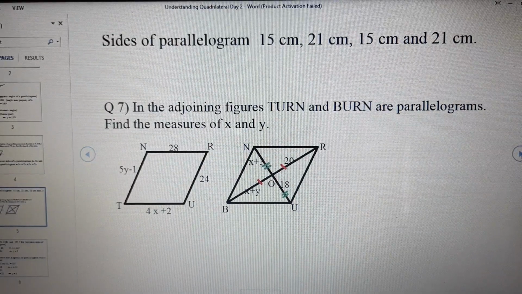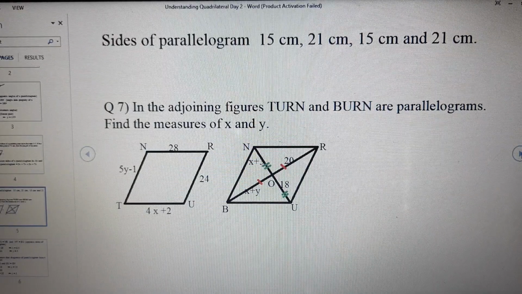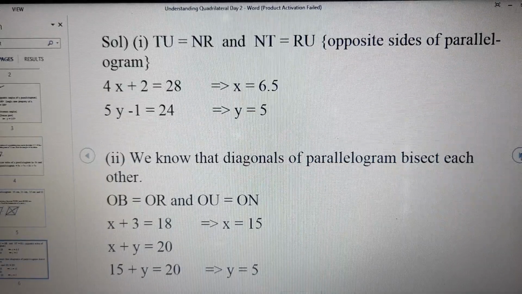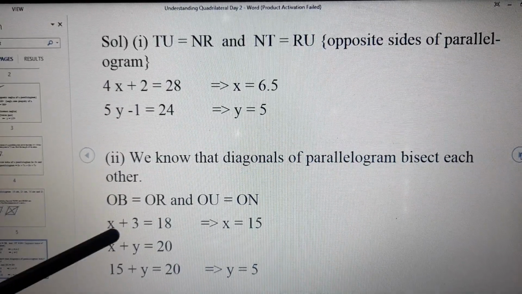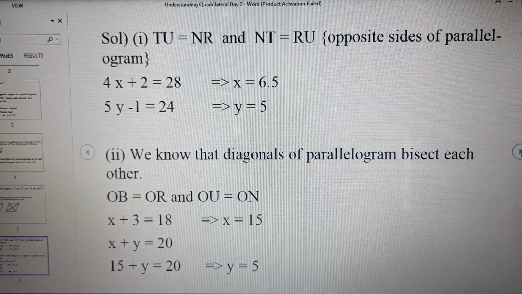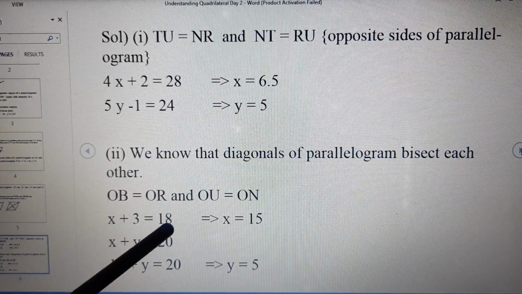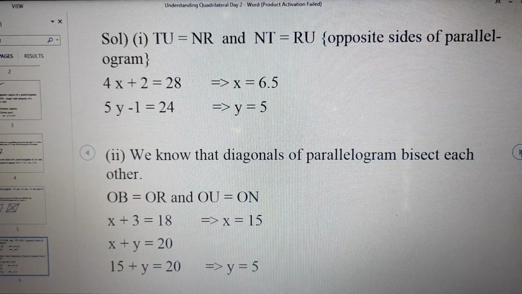Are you getting it? ON is equal to OU, OB is equal to OR. Bisection means this. So we have put the values OB and OR. Well, again, it is a linear equation. So value of x is equal to 18 minus 3, that means 15.